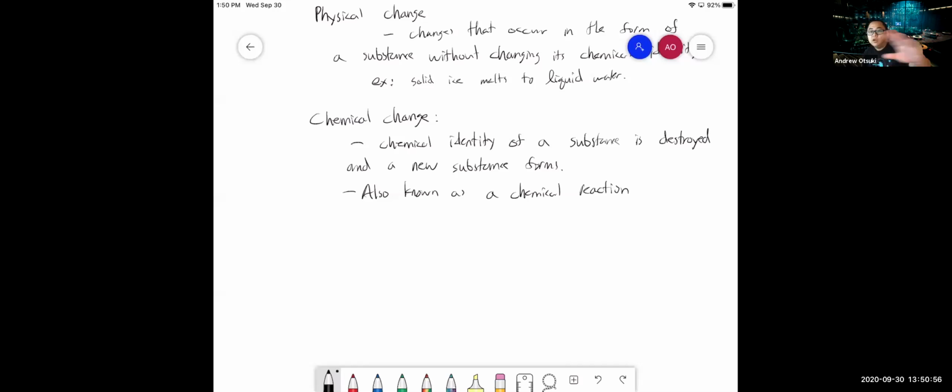So that's the heart of all chemistry, the chemical reactions, and that is what happens for a chemical change. And chemical properties, what we describe chemical properties as, are all the chemical changes possible for a substance.